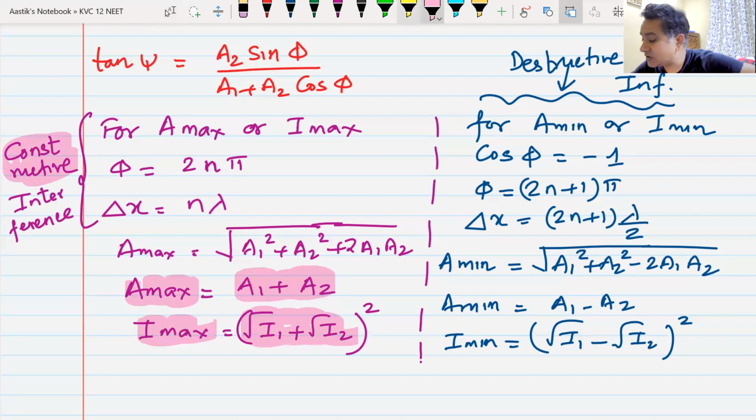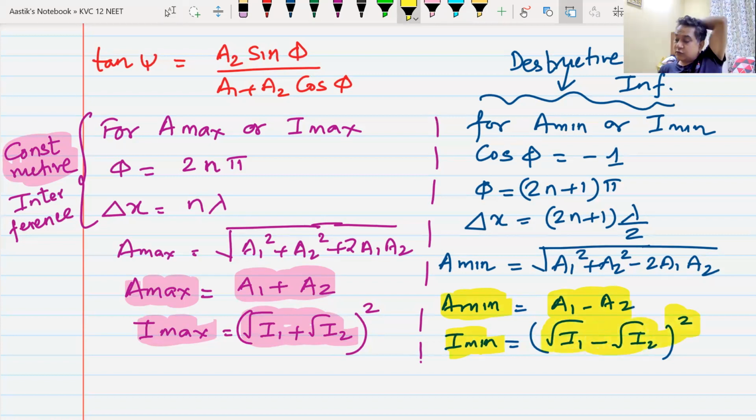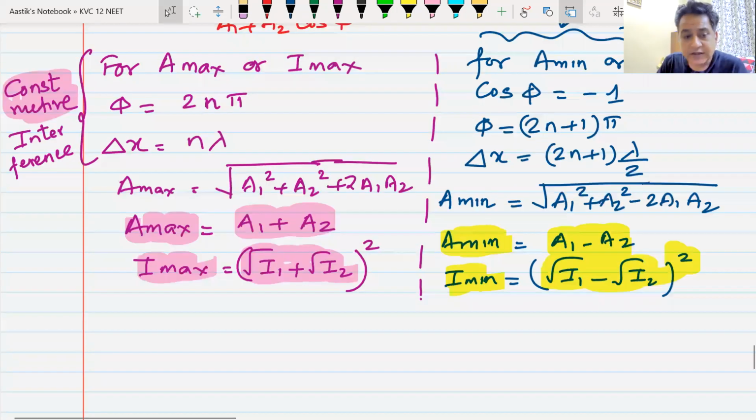Then we had destructive interference, and for destructive interference we have the minimum amplitude as A1 minus A2. Minimum intensity was (root I1 minus root I2) whole square. Yes or no? Yes, sir. Okay, we had finished this class here. What we are going to do is take it a step further.